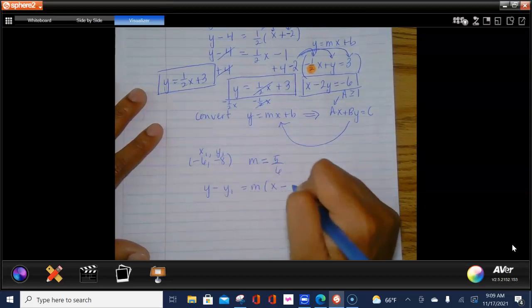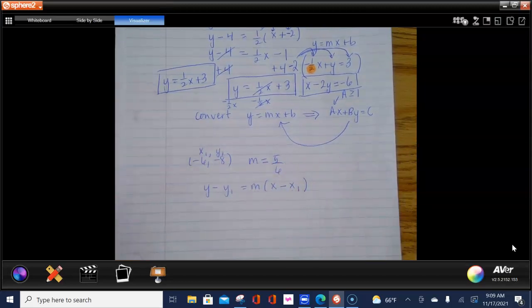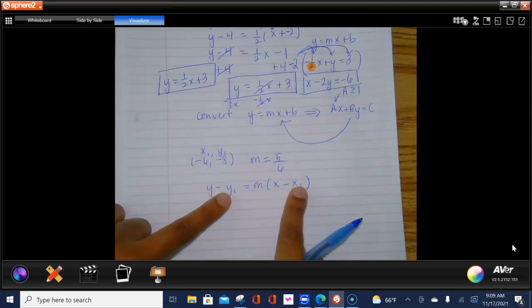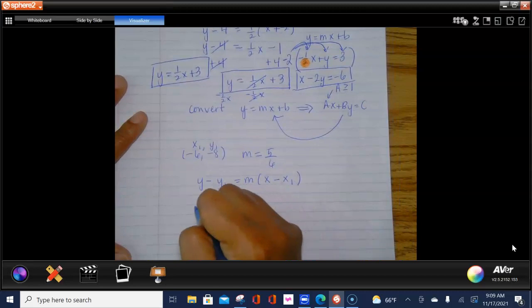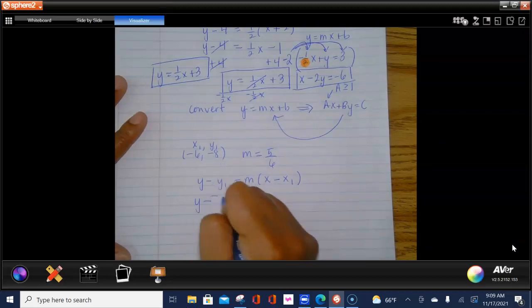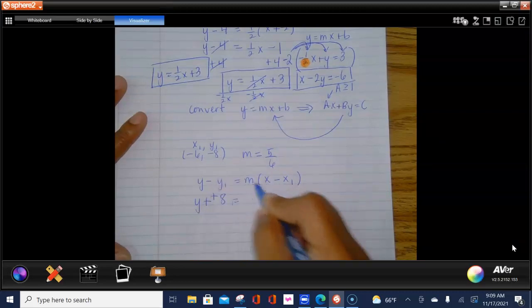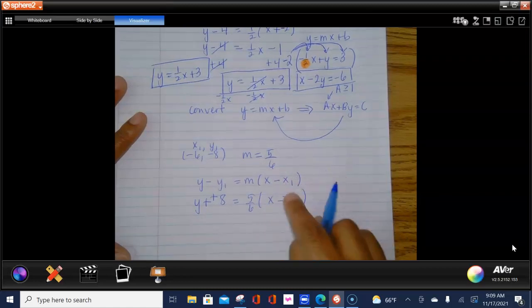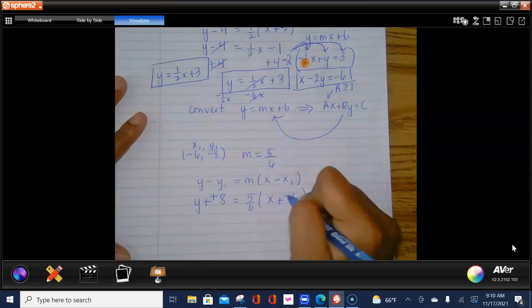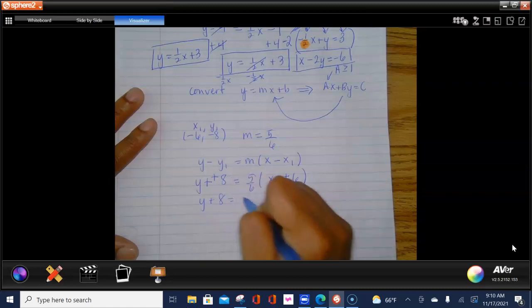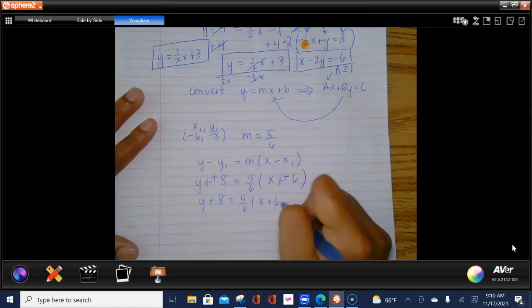Again, the more that you write it, guys, the more that you can commit this to memory. So very carefully, remember, never plug anything into this x and y. You plug into the x1, the y1, and the m. So I got y, there's a subtraction symbol, my y1 is -8, so minus -8 will become plus 8. My m is 5/6, times x minus -6, because our x1 was -6. And that double negative will change to double positive. So now, let's clean this up. We have y + 8 is equal to 5/6 times (x + 6) in parentheses.